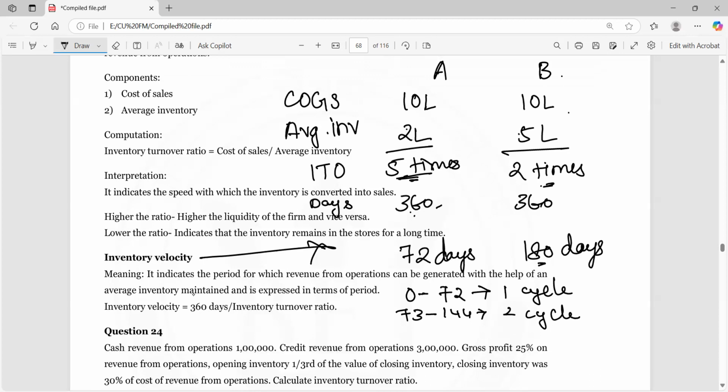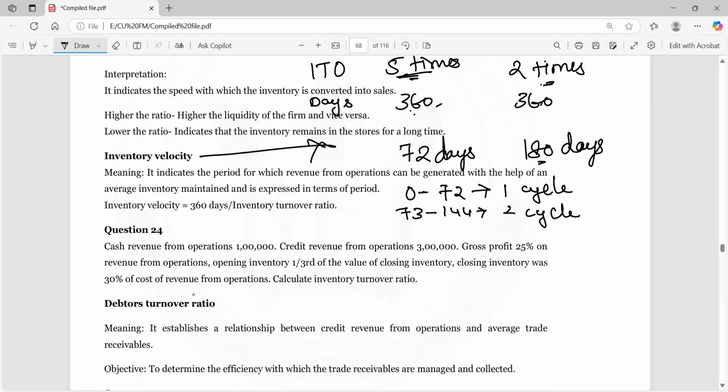A. Why? Because A Limited is able to push its inventory outside the factory faster, right? But for B Limited, it takes 180 days to push their inventory outside the factory. So A Limited is better, which means demand for A Limited in the market is higher than the demand for B Limited in the market. Is this point clear? Any doubt in this? Did you all understand how to interpret it? Those who came late also, you will be able to understand it with the next ratio.